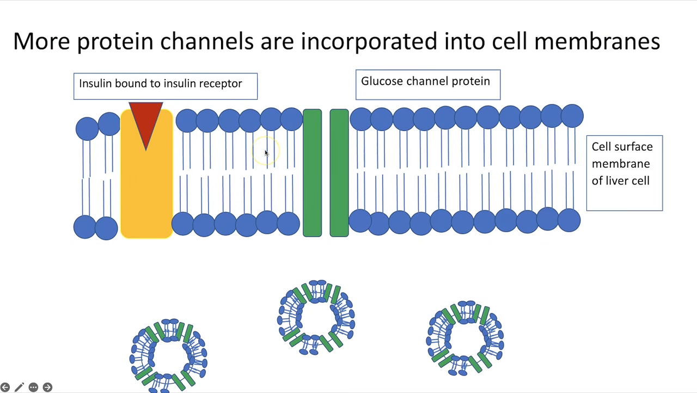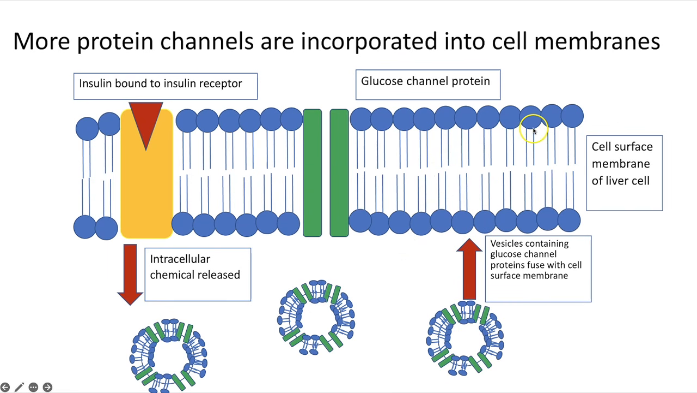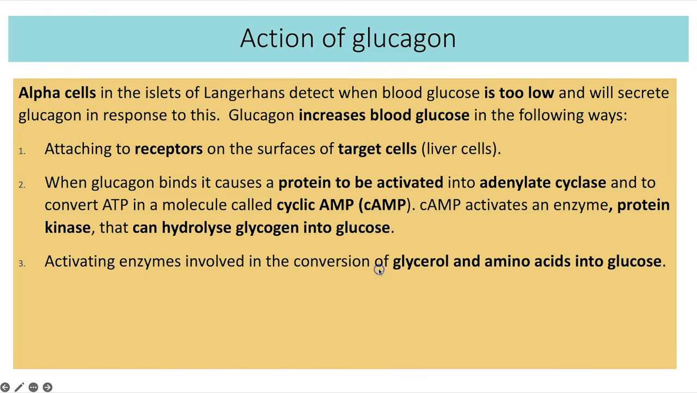Now, this is actually just showing you the concept of how you get more channel proteins embedded within the membrane. So insulin, which is a hormone, is binding to the insulin receptors on the target cell of the liver. That causes a cascade of reactions here, which you don't need to know. But essentially, you have a range of different chemicals being released, which causes vesicles within the liver cells, which contain the aquaporins, to move up to the cell surface membrane, fuse and embed more glucose channel protein. And because you then have more channel proteins embedded, more glucose can be absorbed into the cells.